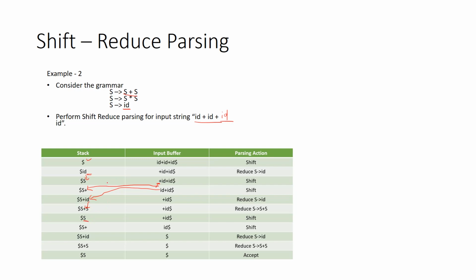Now we perform a shift operation on plus, and then again a shift operation, so the stack has S plus id. Now this id matches S, so this id is replaced with S. S plus S is again S. So now we have arrived at the starting symbol, which means this particular word is an acceptable word.